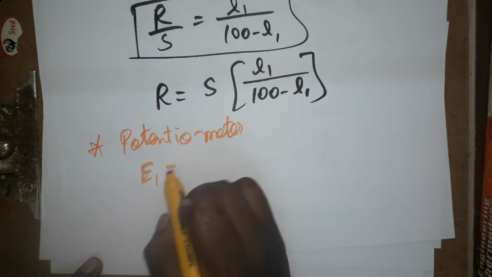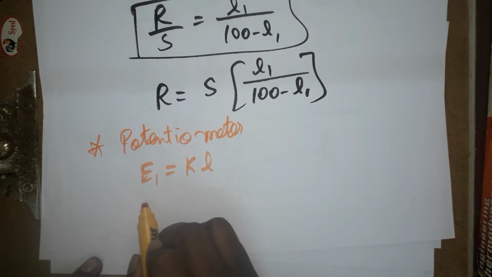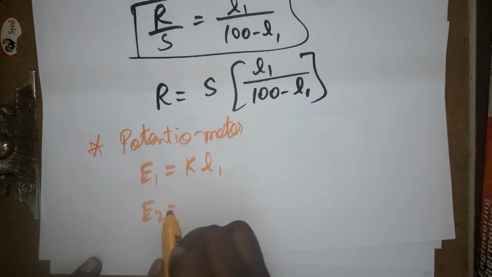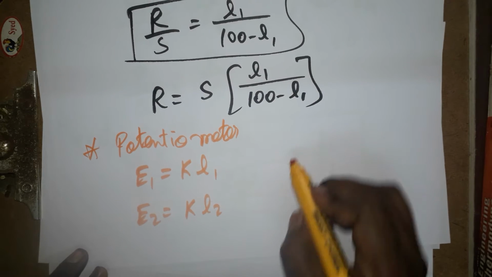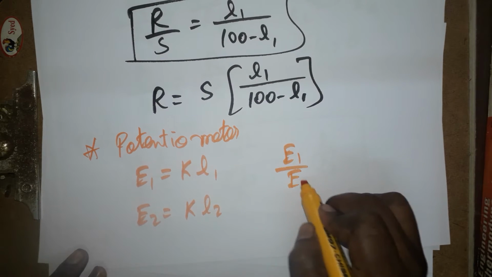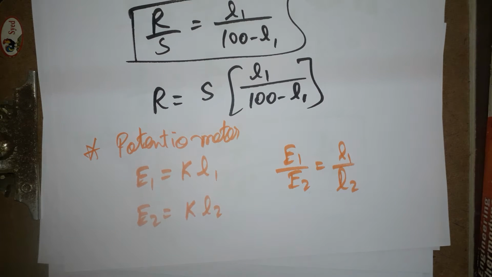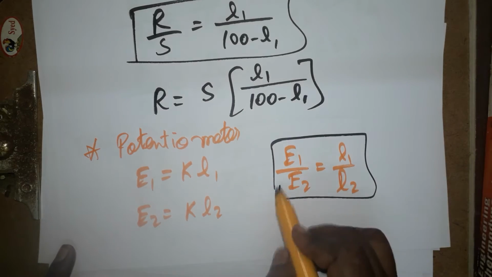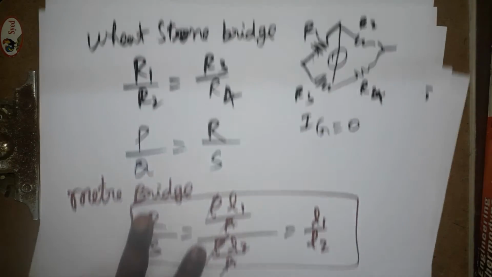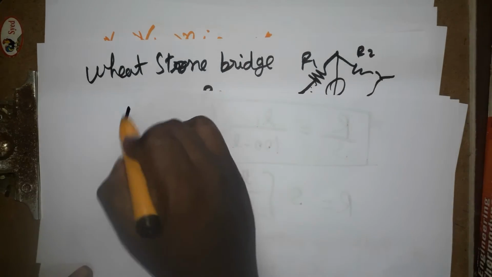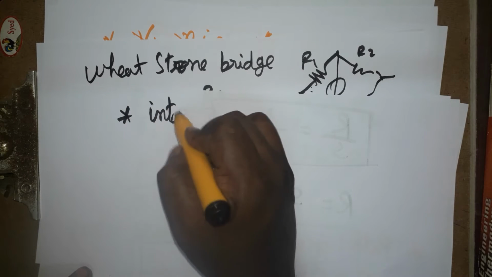EMF 1 is k times L1, EMF 2 is k times L2. This ratio, EMF 1 divided by EMF 2, is L1 divided by L2. It's a very simple formula for comparison of two EMFs in a potentiometer. Okay, next one, to find the internal resistance using a potentiometer.